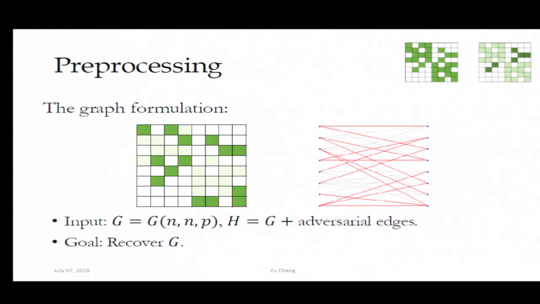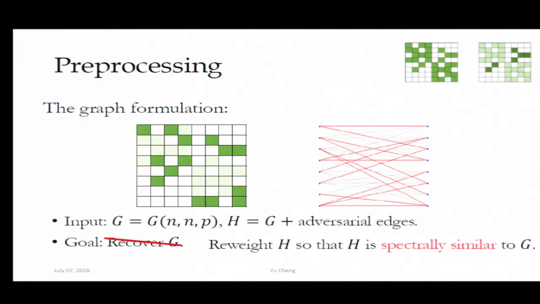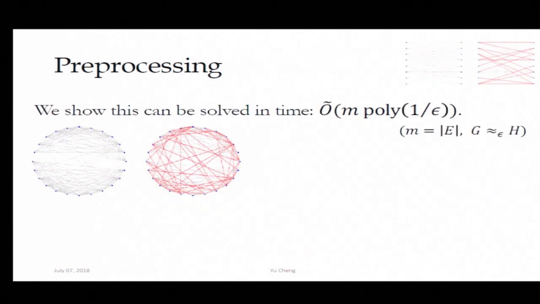Okay, let me pause here and ask what goes wrong with this. This is impossible because the adversary can just reveal to you another Erdős–Rényi random graph. There's no way you can distinguish between them. So it turns out that as long as you recover a graph that is spectrally similar to a random graph, or spectrally similar to the complete graph, then that's enough.